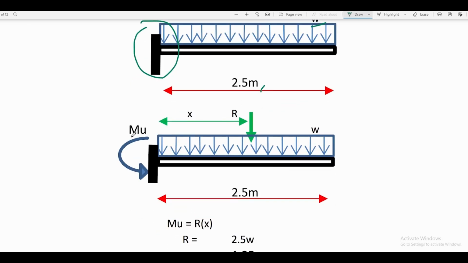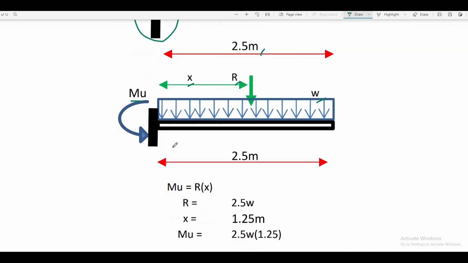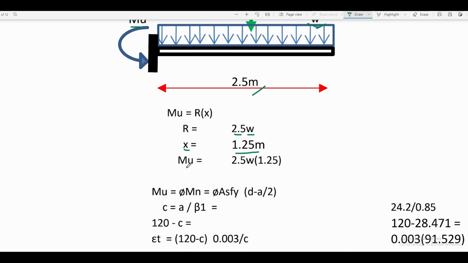We can calculate the fixed moment reaction Mu by solving first for the resultant, that is just equal to the area of the uniformly distributed load, and the moment arm, which is equal to the distance divided by 2 of the length of the beam, since the resultant is acting at the centroid of the uniformly distributed load. So R is equal to the area of the uniform load, which is just the length multiplied by the intensity of load, and x can be calculated equal to half of the length of the beam, that is 1.25 meter. We can now solve for Mu, and that is equal to 2.5 W, our resultant, multiplied by the moment arm 1.25 meters.